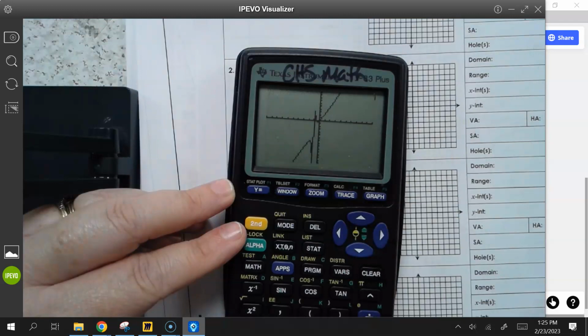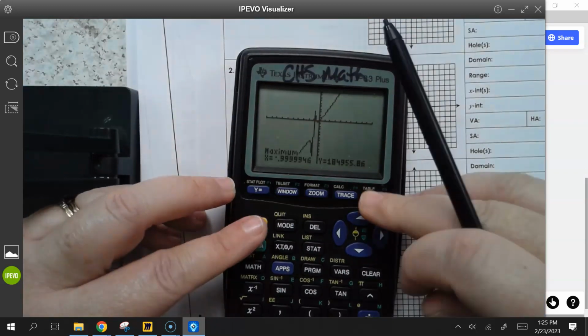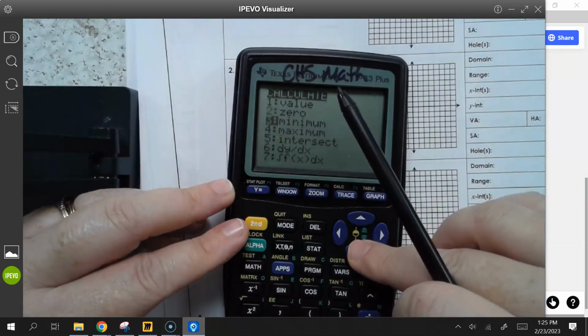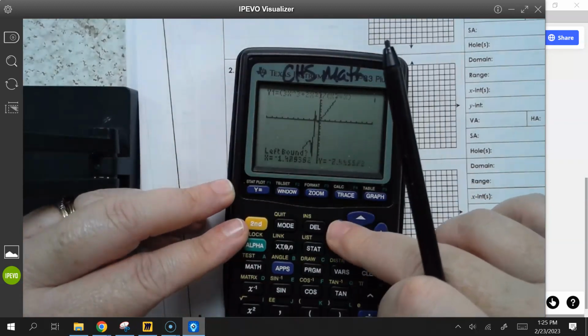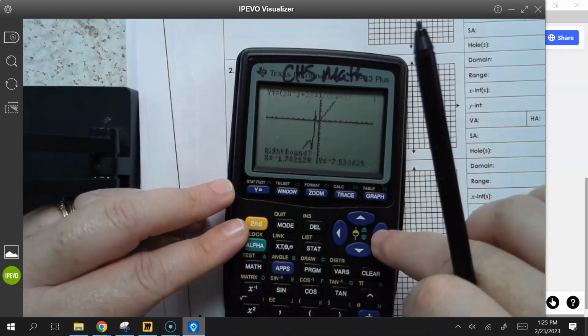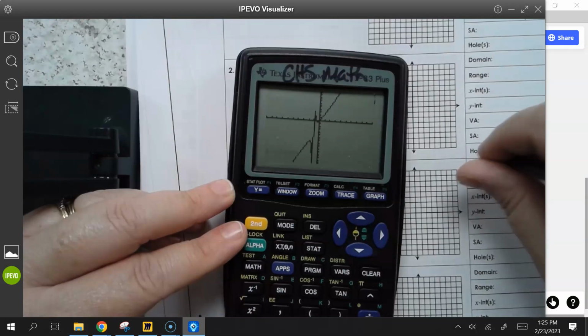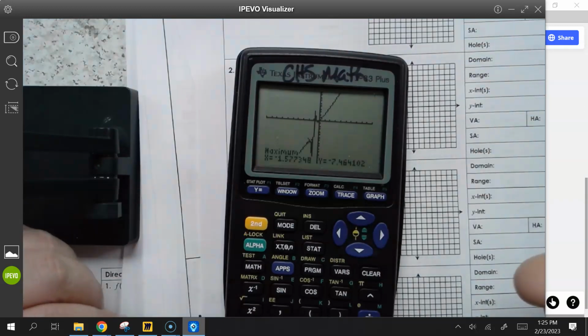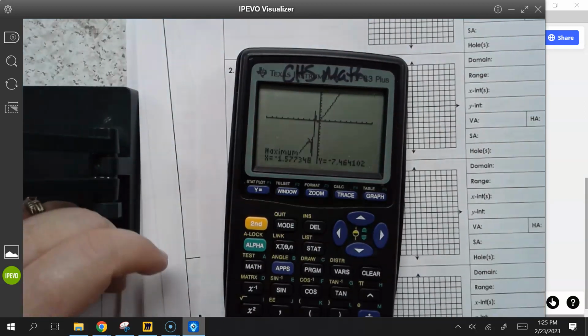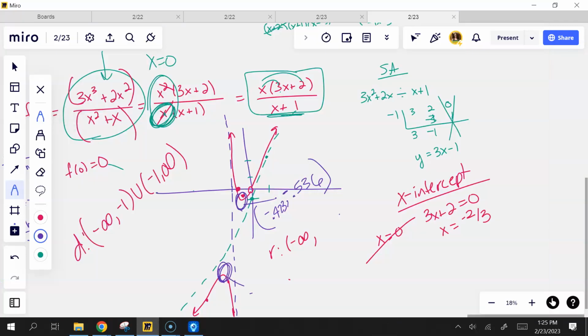Uh-oh. See, I just did it. I just let my, wait, what? There we go. So this point is negative 1.577, negative 7.464.